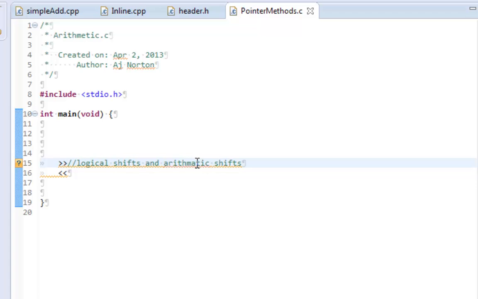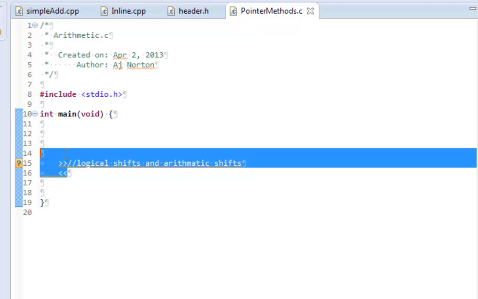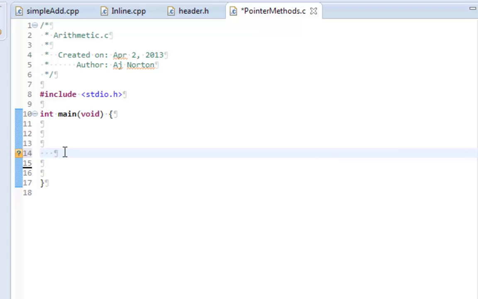So if you shift it, it will preserve the sign. If it's negative, meaning a 1 is in the most significant bit, then it will fill in those spaces with not zeros but ones. And if it's positive, so the most significant bit is 0, it will look at that and fill it in with zeros, just like a regular logical shift. This can be confusing sometimes, so let me show you guys a little example.